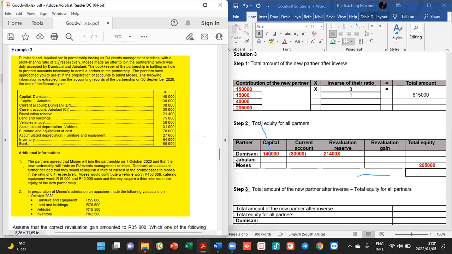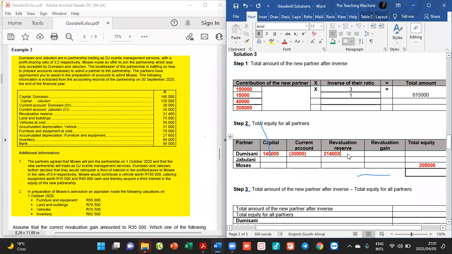Now it's 3:2. Can we all see 3:2? Dumsani and Jabulani are in partnership trading as DJ Events Management Services with a profit sharing ratio of 3:2 respectively. So that would mean Dumsani will get 3 over what? Over 5. Where did we get 5? 3 plus 2 is equal to 5. So the revaluation reserve for this partner will be how much? 12,840. Yes.